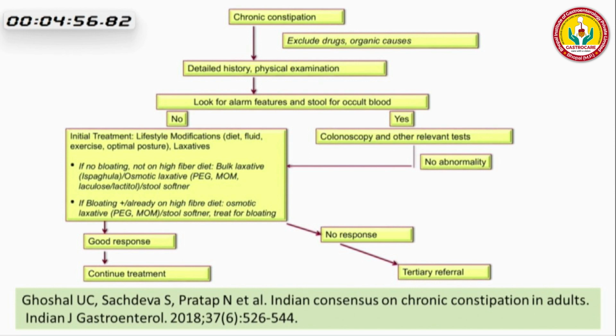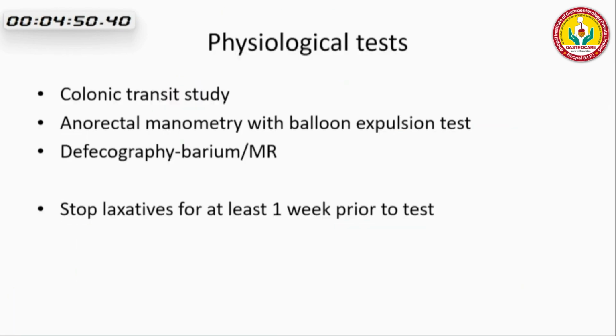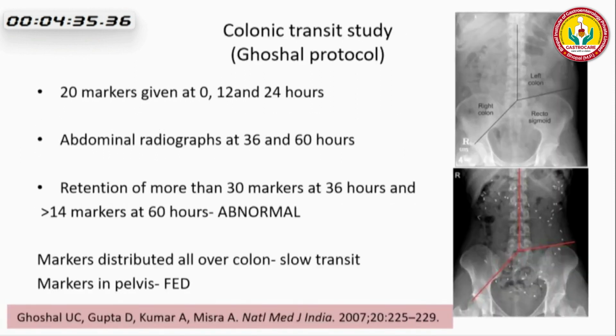In case patient has alarm features and stool for occult blood is positive, colonoscopy and other investigations are required. If patients do not respond to this or have refractory constipation, we need to subject the patients to physiological tests like colonic transit study, anorectal manometry with balloon expulsion, and defecography.